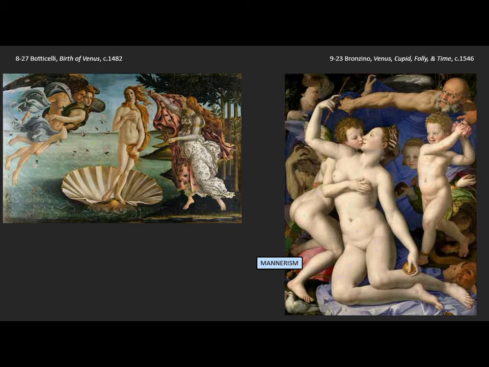Bronzino's image of Venus, on the other hand, convoluted, crowded, extraordinarily artificial color choices, anatomies that simply don't work. All of these were hallmarks of the Mannerist style.